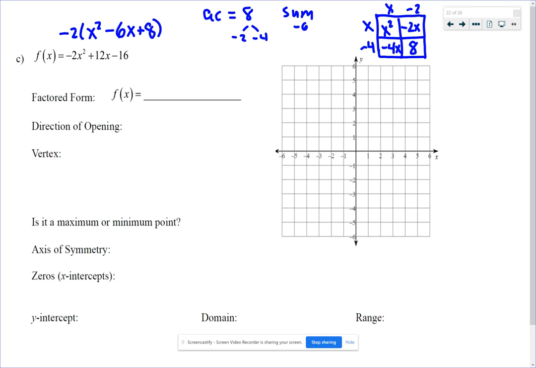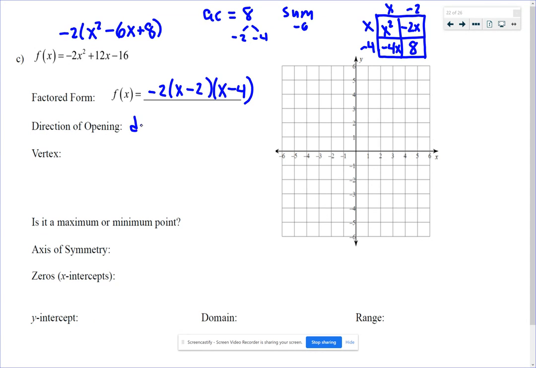X times x is x squared. x times negative 2 is negative 2x. X times negative 4 is negative 4x, and negative 2 times negative 4 is positive 8. Okay, it works. X squared minus 6x plus 8. So our final factored form is negative 2 times (x minus 2) times (x minus 4).